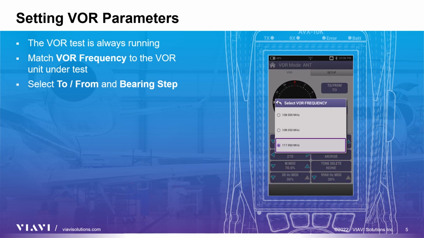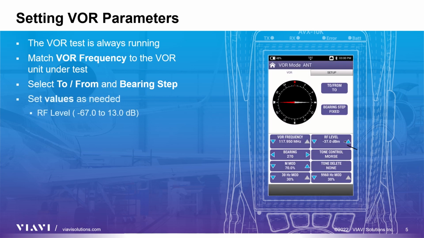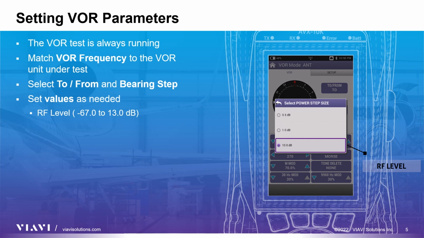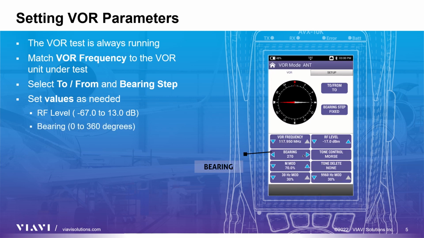VOR frequency control will depend on the state of the frequency input type and setup. RF step size can be changed by clicking in the middle of the control and selecting either 0.5, 1, or 10 dB. The bearing value can be modified by clicking the left or right arrow buttons or by clicking and dragging the needle in the VOR display.